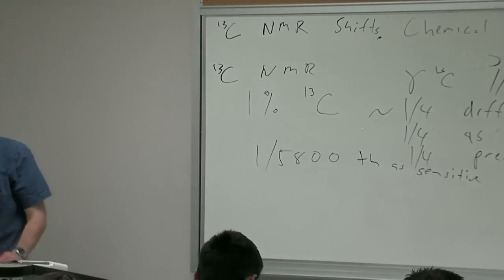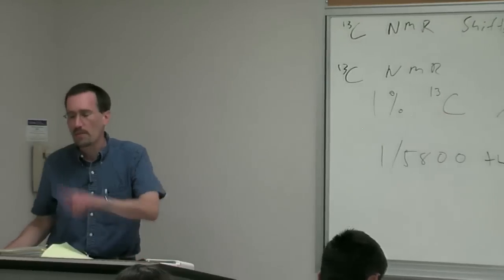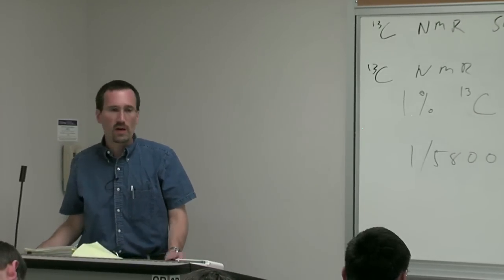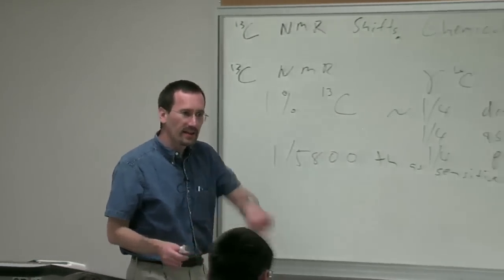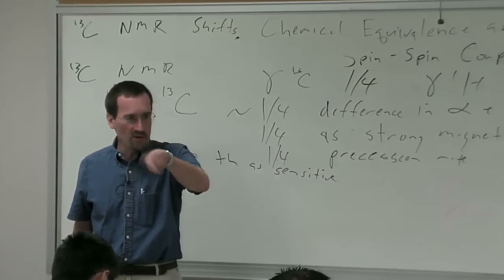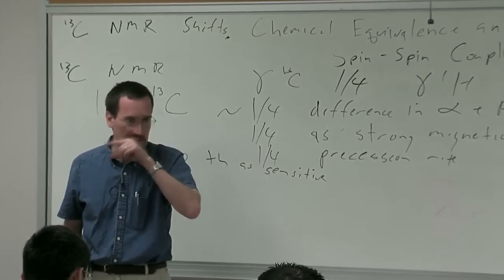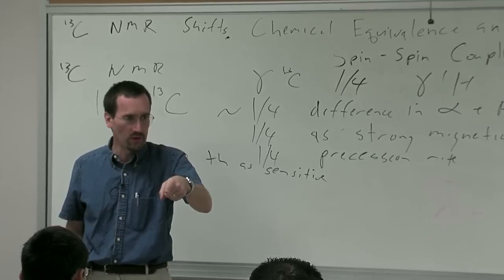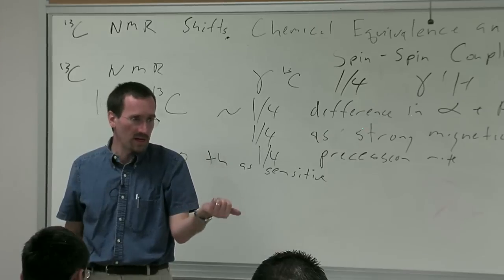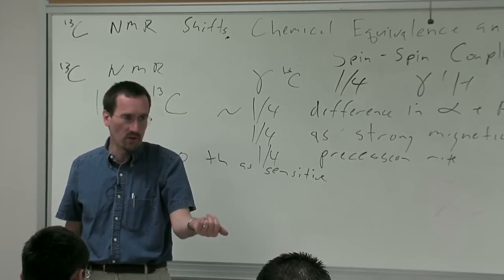Question. Is that precession rate? Are you talking about the Larmor frequency? The Larmor frequency, yeah. So if you take a magnet and just spin it in a coil, if you spin it faster, you get more voltage. If you spin it twice as fast, you get twice as much voltage. If you take a magnet that's twice as big, you get twice as much voltage.